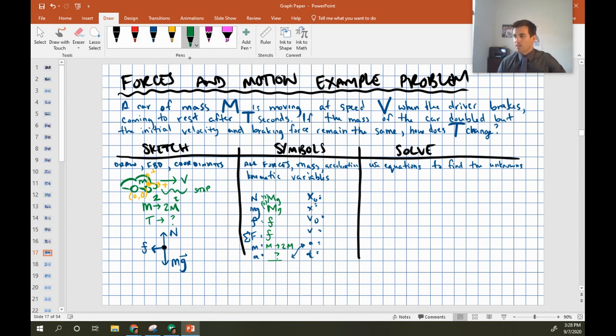All right, going up to our kinematic variables, because I said this was my initial position, my x naught must be 0 meters.